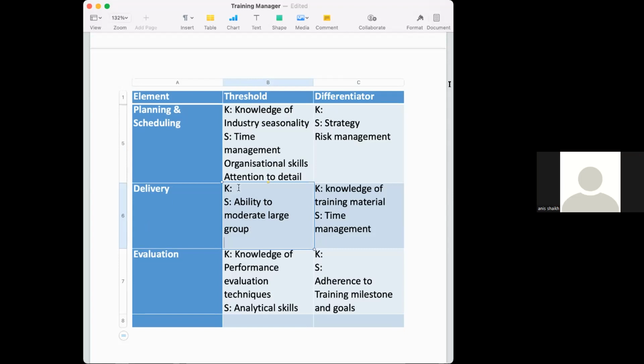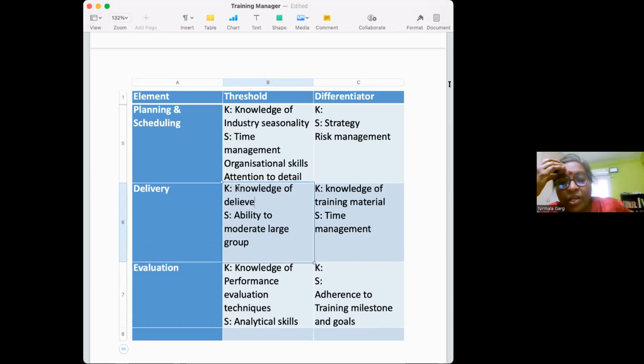Madam, in case of threshold delivery, one knowledge is required, that is administrative knowledge. So in delivery, you have to have knowledge of different technologies in which delivery can be made. Medium of the training, knowledge about the medium of the training. Yeah, knowledge of different delivery mediums.